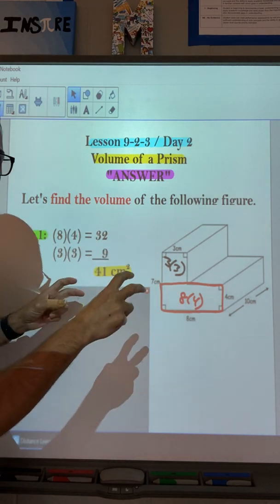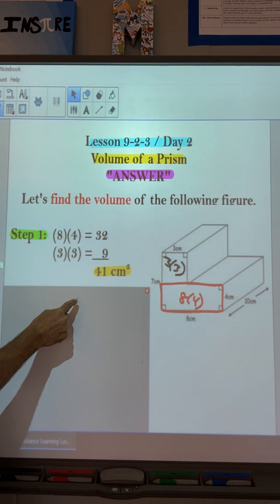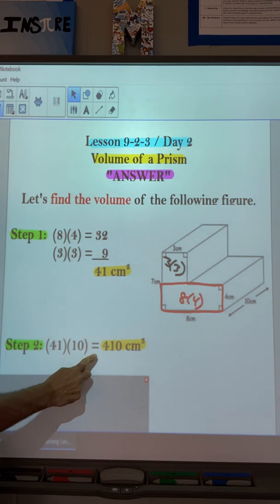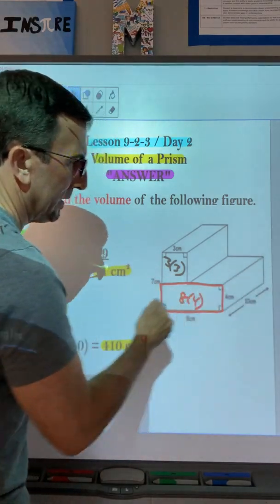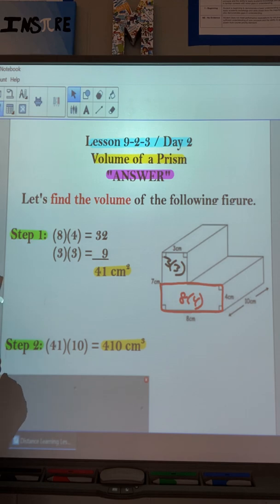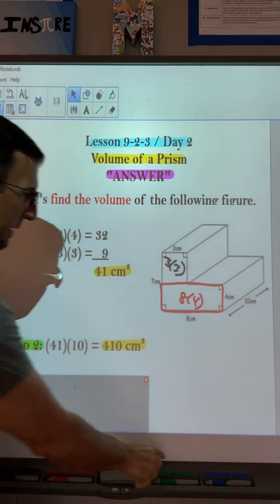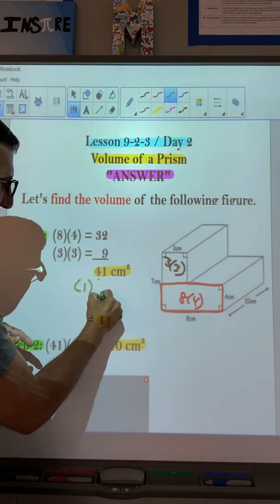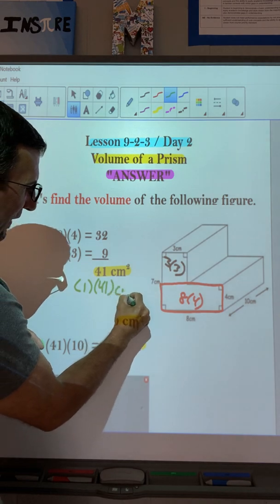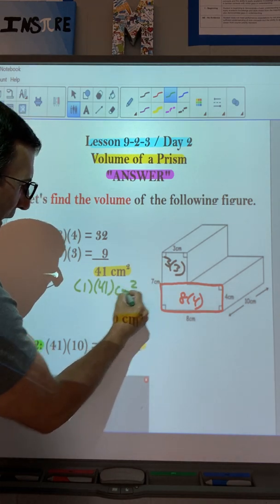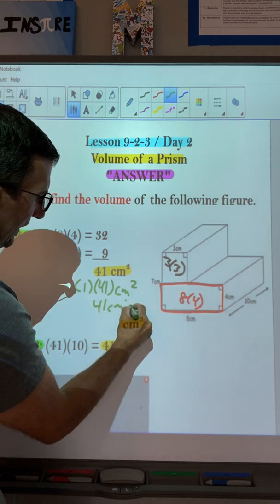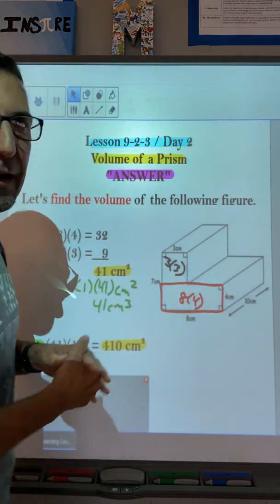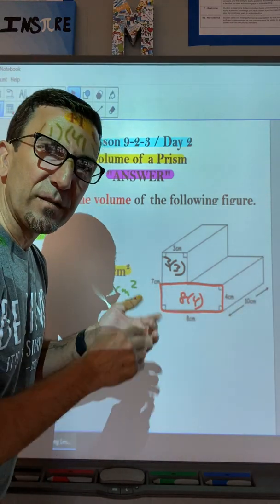Now remember, when we multiply it by 1 is where it cubes it. But now we take the 41, and we multiply it by 10, and it gives us 410 centimeters cubed. So I didn't put that step in there because we just do it. You don't have to put it in. 1 times the 41 centimeters squared then gives me 41 centimeters cubed. But you understand, we're taking the area of the base and we're multiplying it by the height. So find the area of the base, 2 dimensions, multiply it by the height.